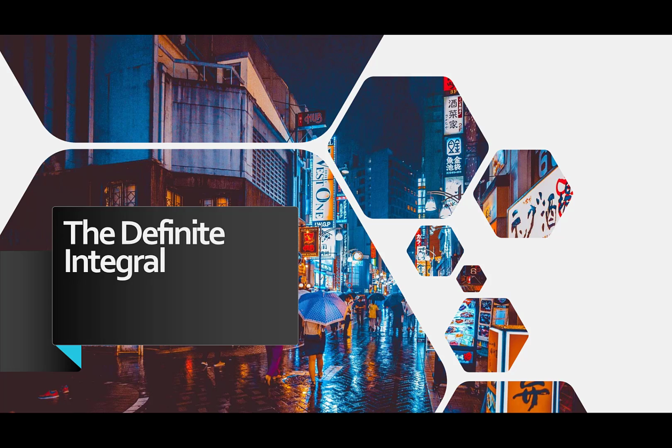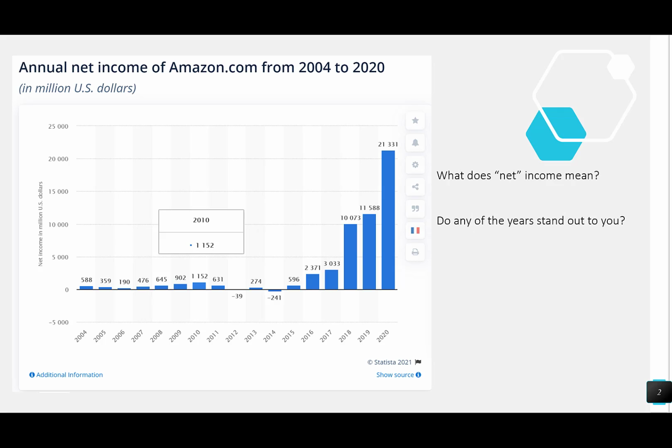Everyone, today I have an introduction to the definite integral. To begin, let's look at this in context of what we're trying to do. So this picture has the annual net income of Amazon from 2004 to 2020. I want you to think about, what does it mean by net income? Do any of these numbers kind of stand out to you, or do they surprise you?